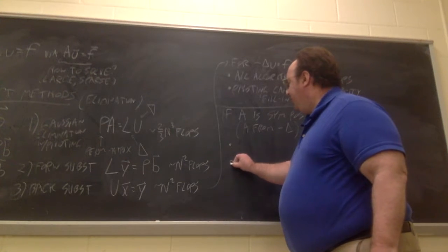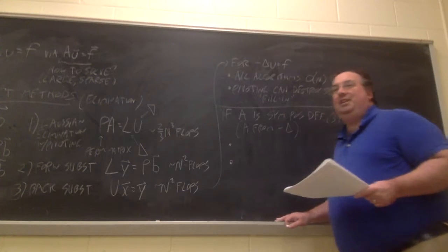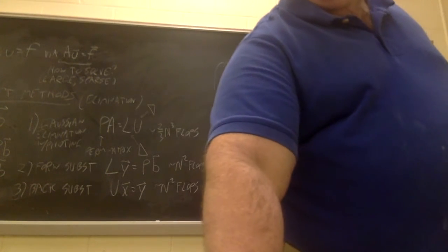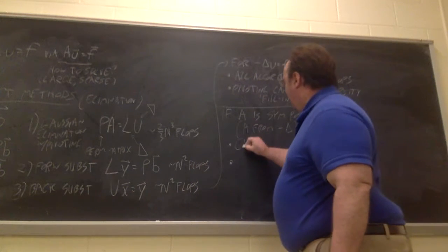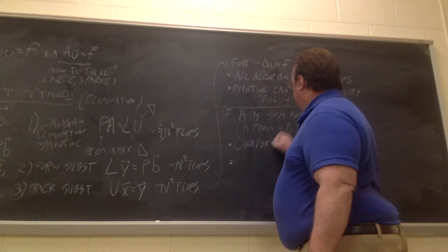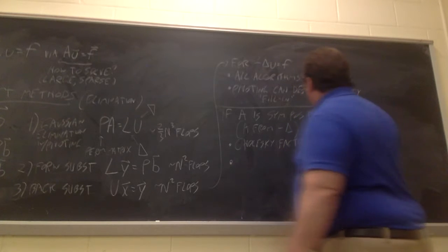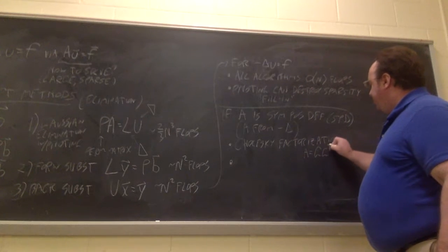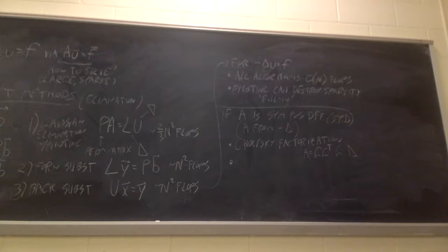There are two direct methods for solving a symmetric positive definite system. Can anyone name either of them? Those have come up in this class. Cholesky. Yes. Cholesky factorization, which has this form: A is equal to GG transpose, where G is lower triangular. So now you're still solving a lower triangular and upper triangular system by forward and back substitution.